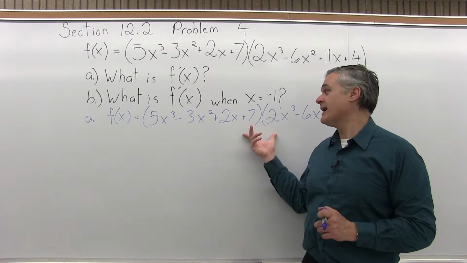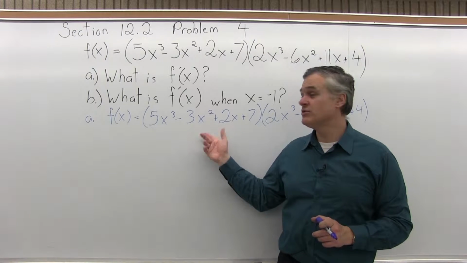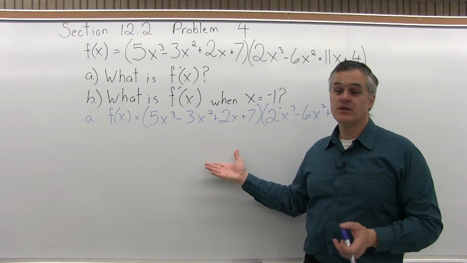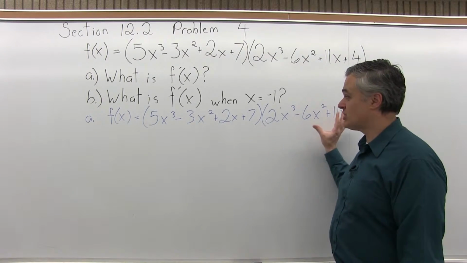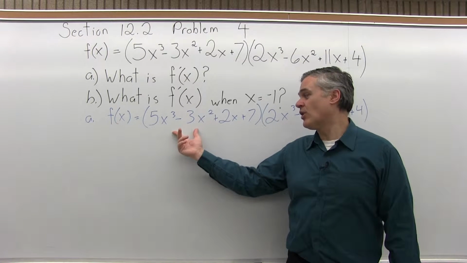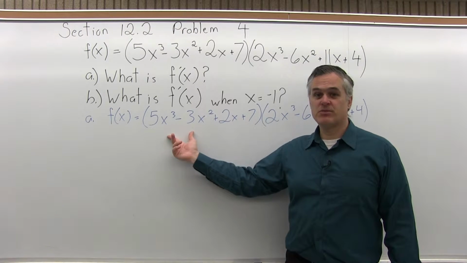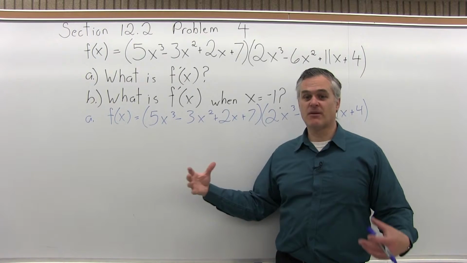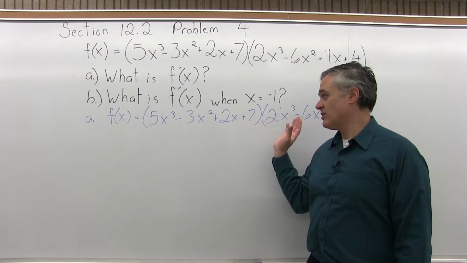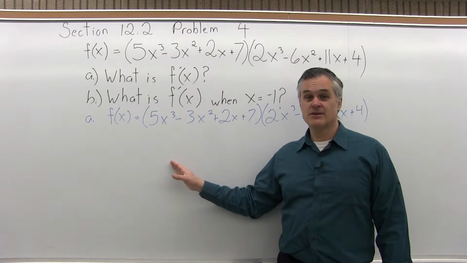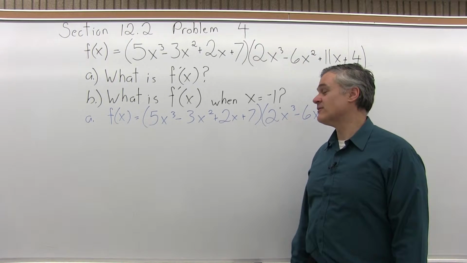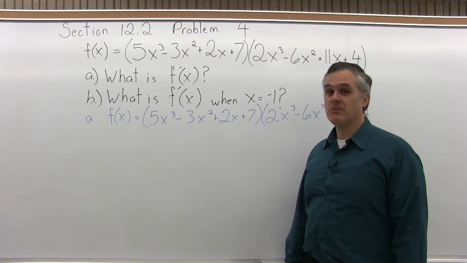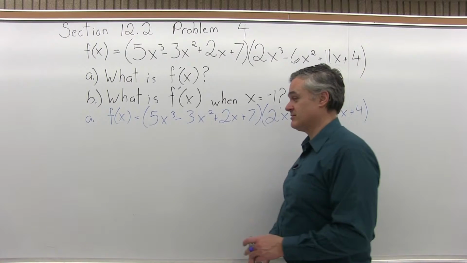Now, if you don't mind enormous foiling problems, you could find the derivative without using the product rule. You could do out this gigantic FOIL that would involve all kinds of multiplications and simplifications and combining of like terms so that you have no more parentheses, and then you could just do the straight derivative. But it's much, much easier using the product rule.